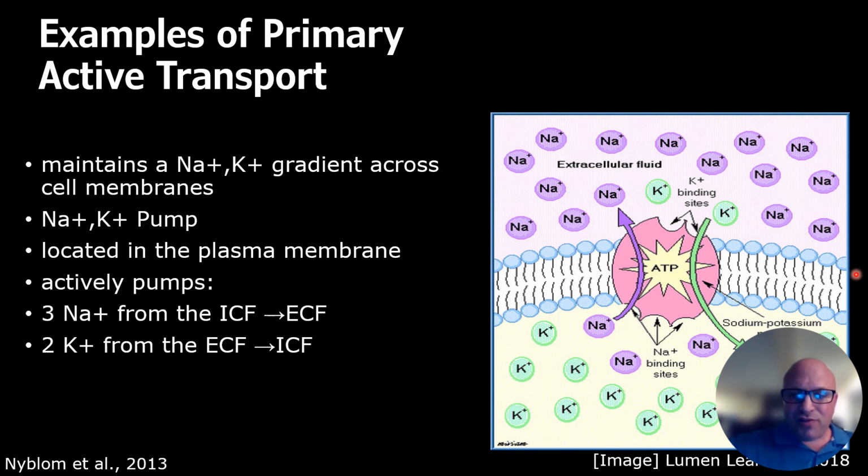Each cycle of the pump transports 3 sodium and 2 potassium ions across the membrane. So you have 2 potassiums and 3 sodiums using 1 molecule of ATP. One molecule of ATP moves 2 potassiums and 3 sodiums.